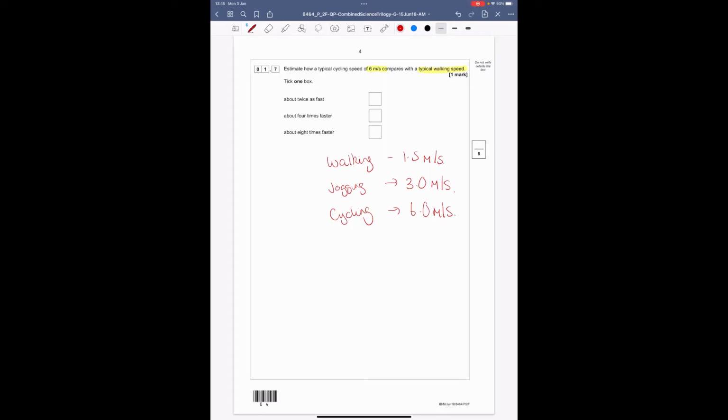So when you compare it to cycling, 1.5 times 2 gives you 3, double it again, 3 to 6, so therefore cycling is roughly 4 times faster than walking.